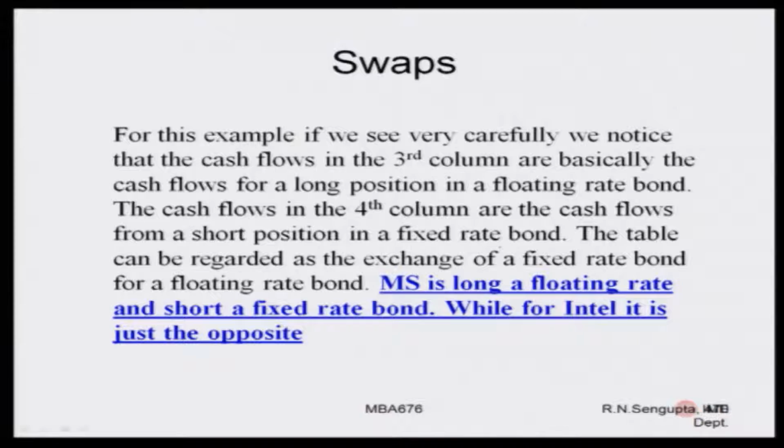The table can be regarded as the exchange of a fixed rate bond for a floating rate bond, and Microsoft is long on a floating rate and short on a fixed rate, while Intel is just the vice versa position. So, remember that first you will try to analyze what is the position of both the parties, whether they are long and short on a floating rate or a fixed rate, or say for example, you are considering the dollar to rupee rate, or say for example, dollar to yen rate. You will try to find out what the parties are long and short on with respect to what exchange rate.